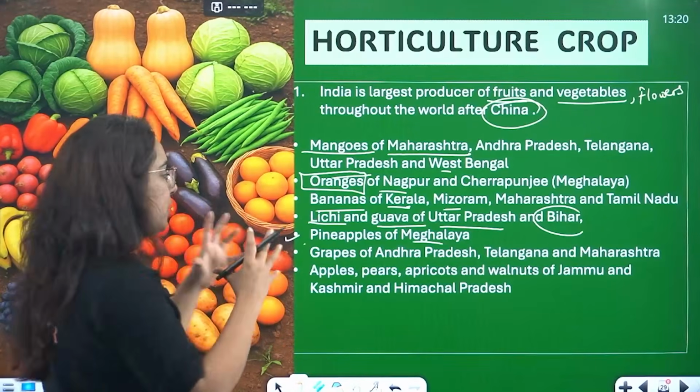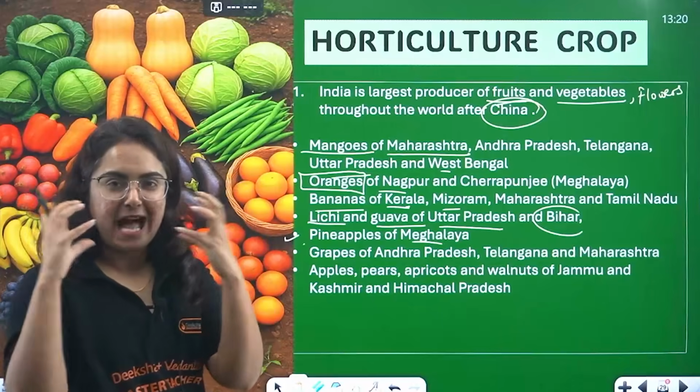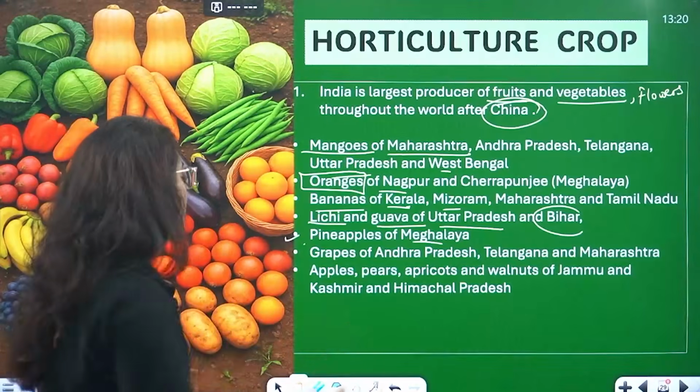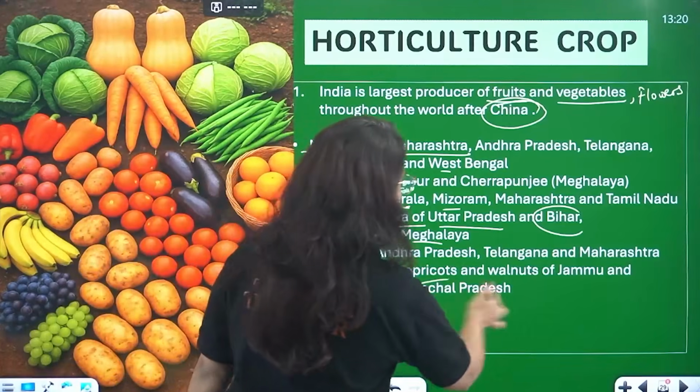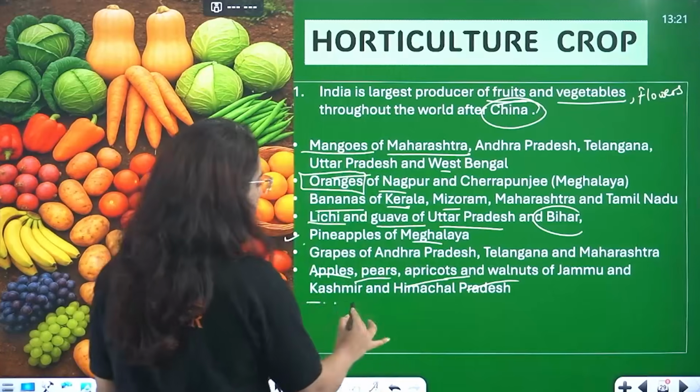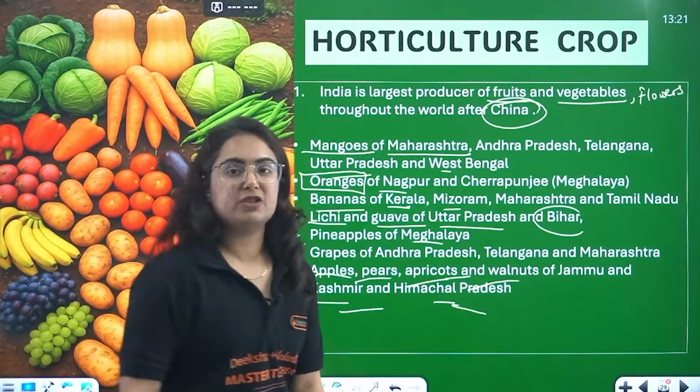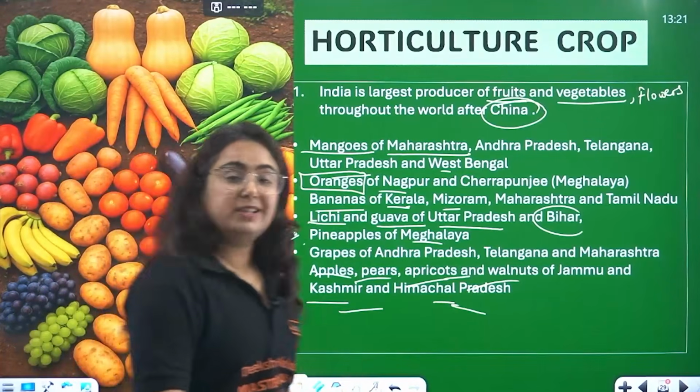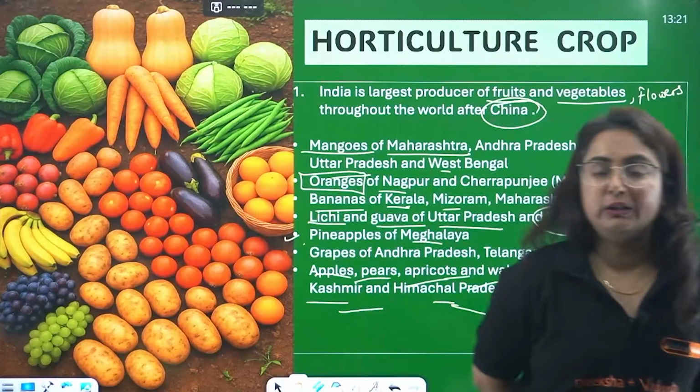The people of Jammu also, the face also looks like an apple, reddish like an apple. So yes, apples, pears, apricots, walnuts of Jammu Kashmir and Himachal Pradesh. Right, here is the list of horticulture crops that are grown in India.